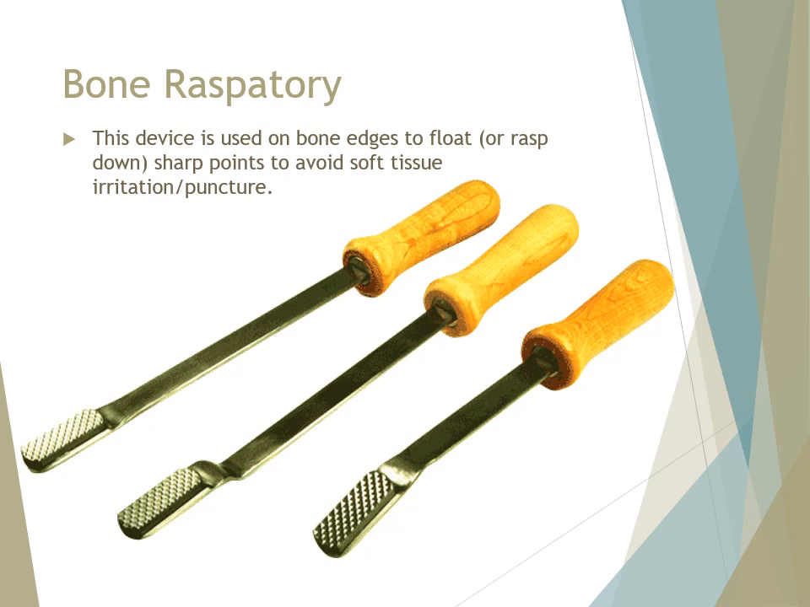Now the bone raspatory. Sometimes when you have fractured bones, they are actually very, very sharp, and so you need to file them down. It's like a file. So rasp down. Because if you have sharp edges, they might puncture the blood vessel or the muscle, causing further injury. So you need to prevent that.